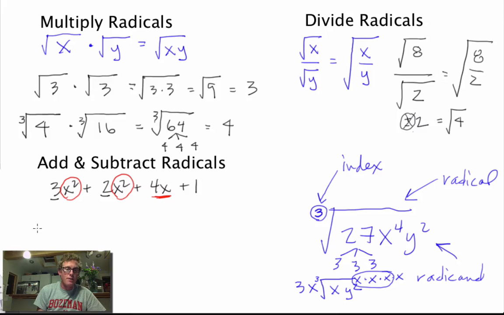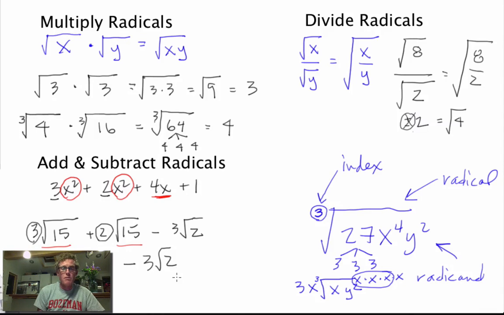All right, what that means is if I have, say, 3 plus square root of 15 plus 2 root 15 minus 3 root 2. Well, because the radicands are not matching for the root 2 term and the others, I can't add or subtract them together. But what I can do is these two are the same, the radicands are matching, and as a result 3 plus 2 gives me 5 root 15 minus 3 root 2. And there's your simplified answer.